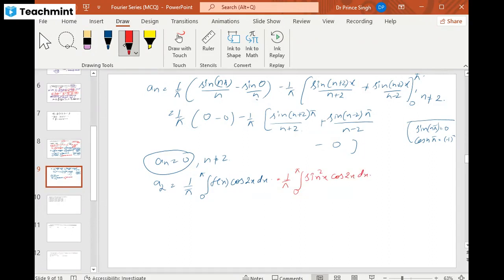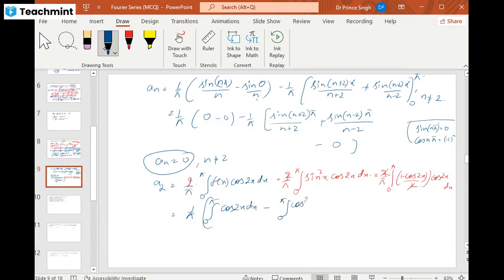Now again, it is a non-linear and linear function, so we simply use the identity which we used in the last part: sine square x is 1 minus cos 2x upon 2. Basically it is 2 upon pi because it is an even function, so this 2 and 2 cancel out, times cos 2x dx. If we open this integral, it is 1 upon pi: the first one is the integral from 0 to pi of cos 2x dx, and in the second part we get the integral from 0 to pi of cos square of 2x dx.